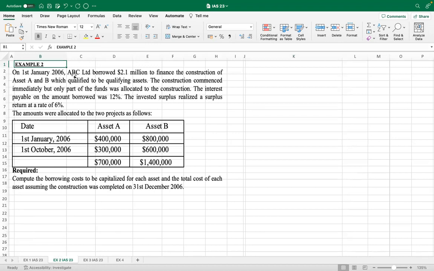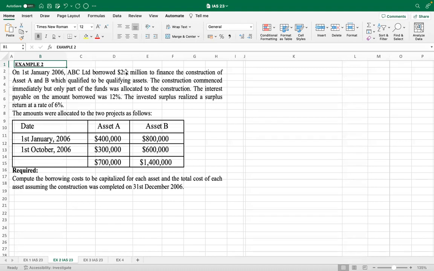On 1st January 2006, ABC Limited borrowed $2.1 million. This is Example 1 from your notes. It borrowed the money to finance the construction of assets A and B, which qualified to be qualifying assets. So you can see in this case, the examiner has told you it's a qualifying asset. The construction commenced immediately, but only part of the funds were allocated to the construction.